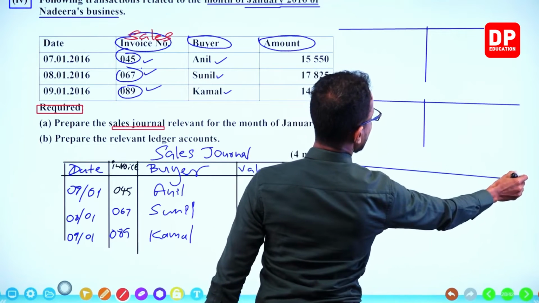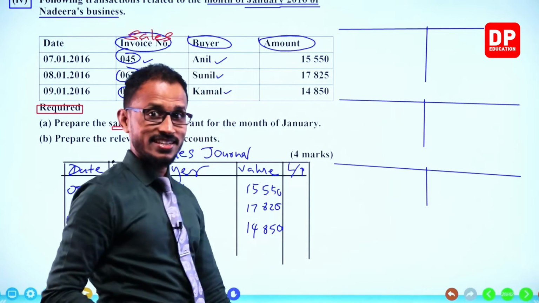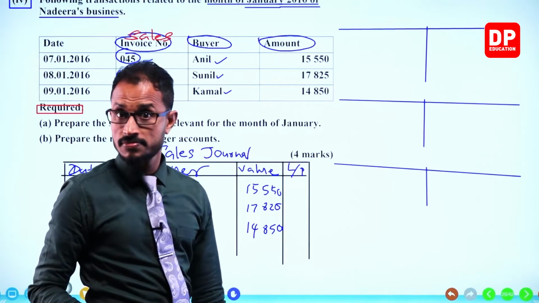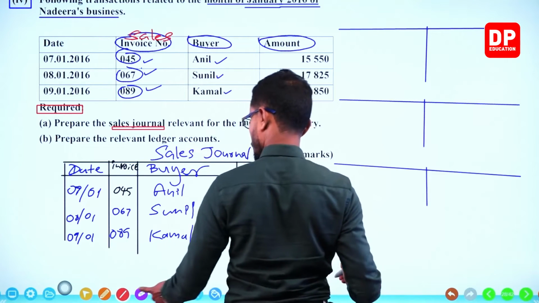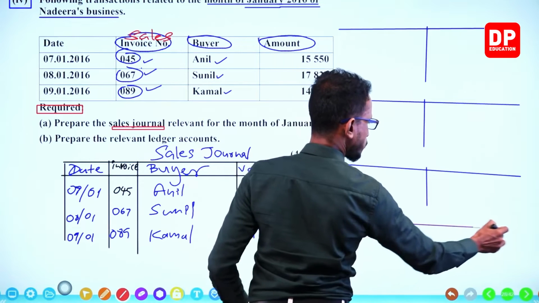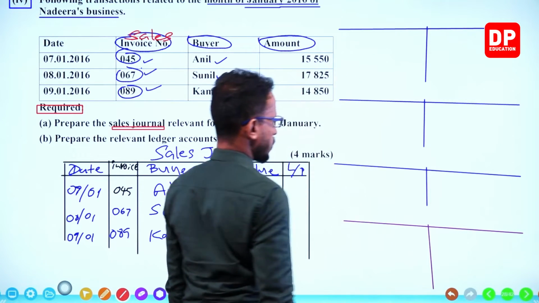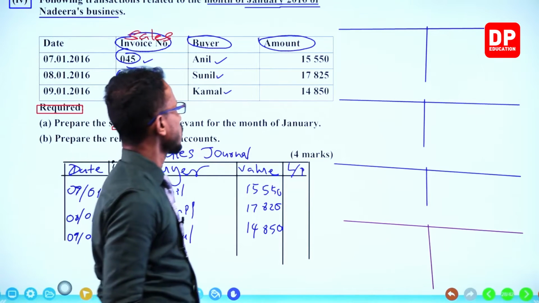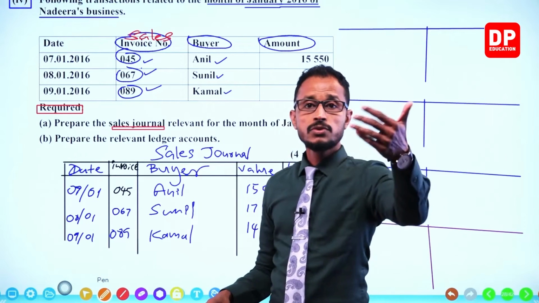1, 2, 3 for the 3 buyers. Is that it? No. One more account is needed. One more account. There you go. Right. Now, you tell me.